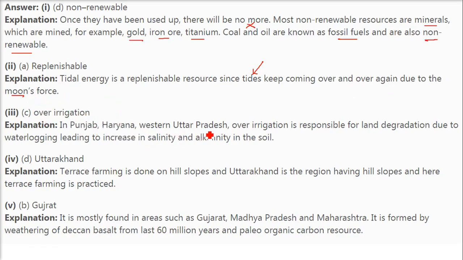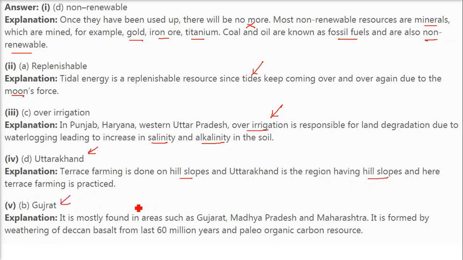In Punjab, Haryana, and Western Uttar Pradesh, over irrigation, that is irrigation in excess, is responsible for land degradation due to waterlogging, leading to an increase in salinity and alkalinity in the soil. Why have we taken terrace farming with the option Uttarakhand? Terrace farming is done on hill slopes, and Uttarakhand is the region having hill slopes, and here terrace farming is practiced.